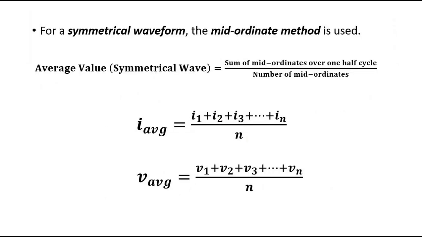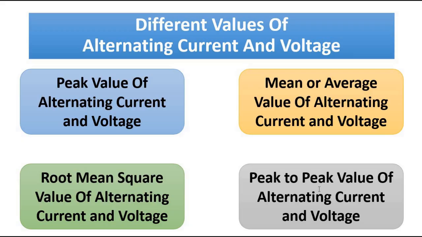There is some more discussion related to it. We'll discuss it in upcoming videos, where for each individual alternating voltage and current, we will determine their mean and RMS values. There is another mathematical expression for that also. This is the simple calculation form. So here we have discussed the important values: the peak value, peak to peak value, mean or average value, and root mean square value.